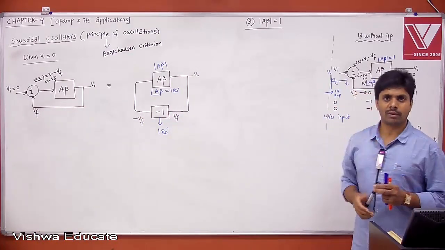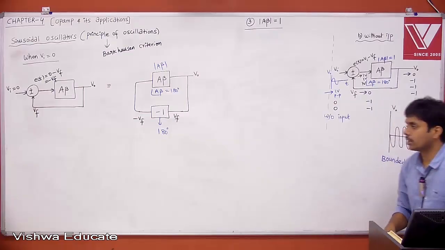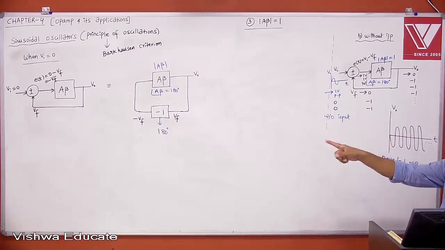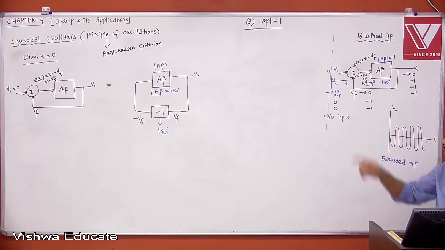Write down, it is associated with 2 points. The first point is always primary, the second point is secondary. Write down the first point. The total loop phase shift. I am speaking about loop phase shift, not A beta phase shift. The total loop phase shift must be equal to 0 degrees or multiple of 2 pi.